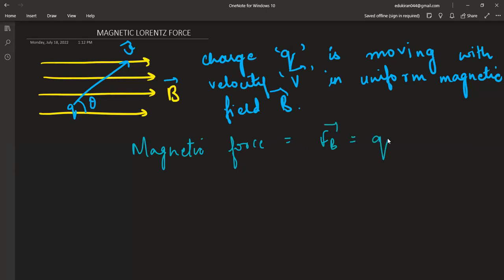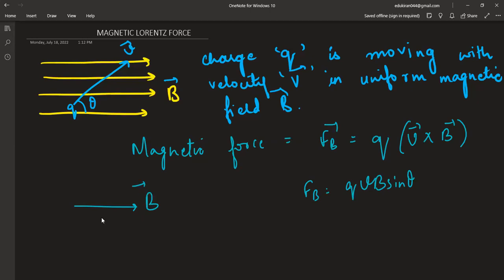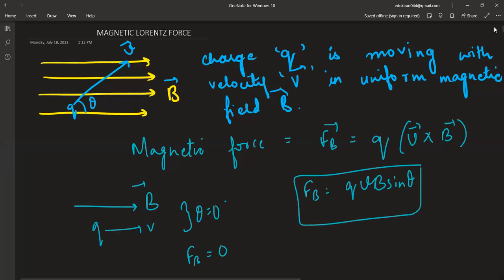So its formula is Q, and the way electric field was present here, instead of it we have V cross B. So F_B is equal to QVB sine theta. Now if the magnetic field is in one direction and the charge is also flowing in the same direction, the angle between them, theta, will be 0 degree. So F_B will be equal to 0. This formula is very important, QVB sine theta, or you can say Q V cross B.